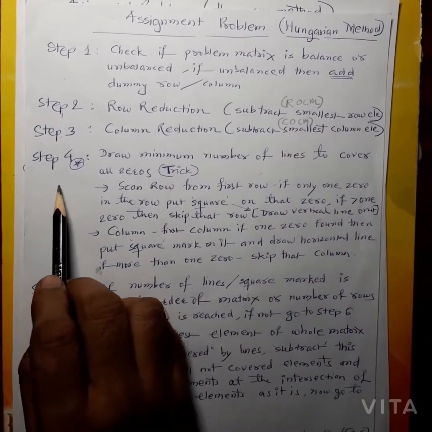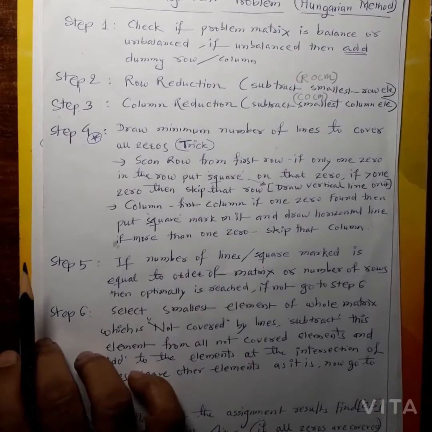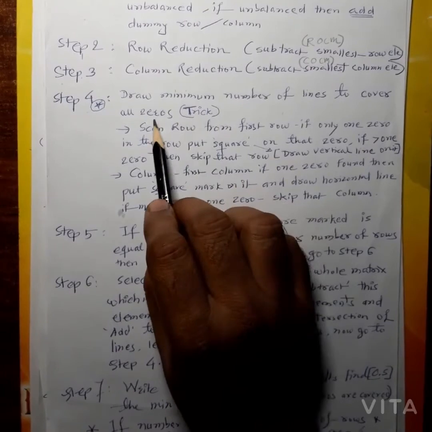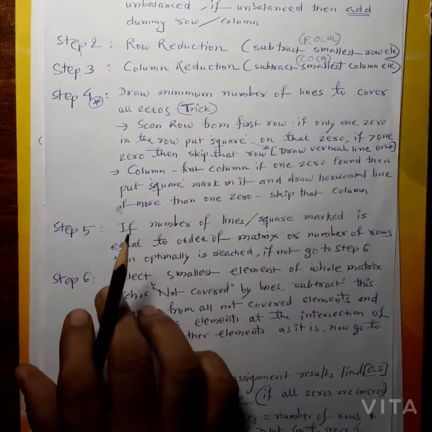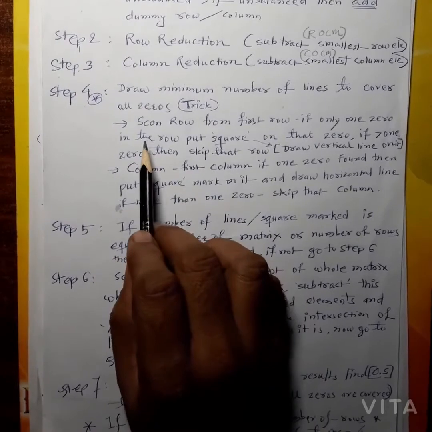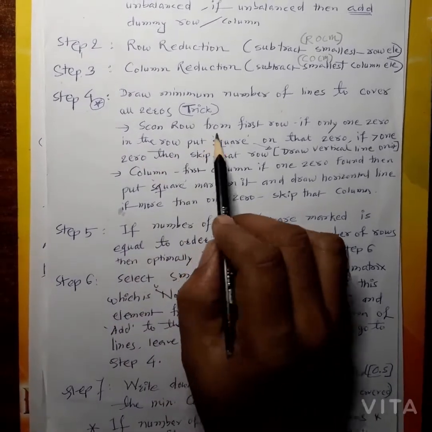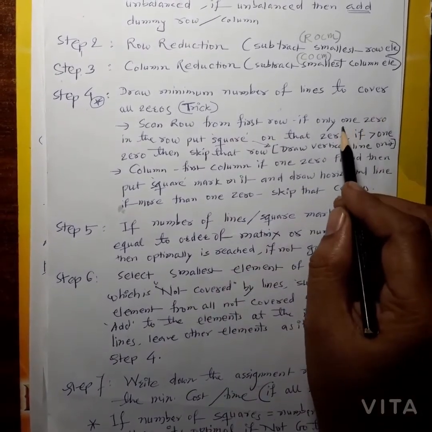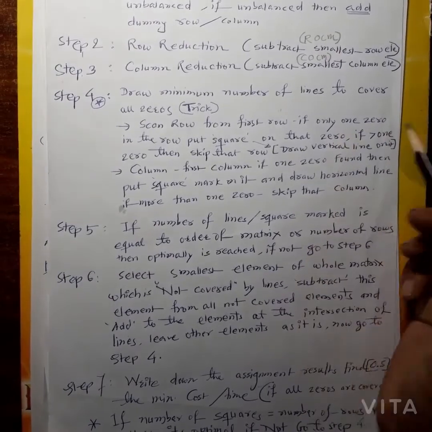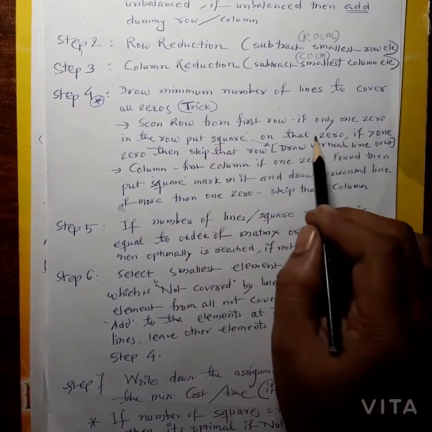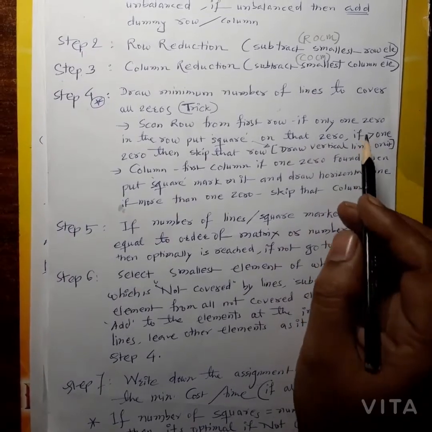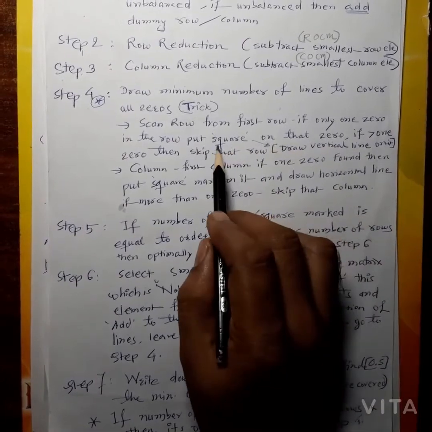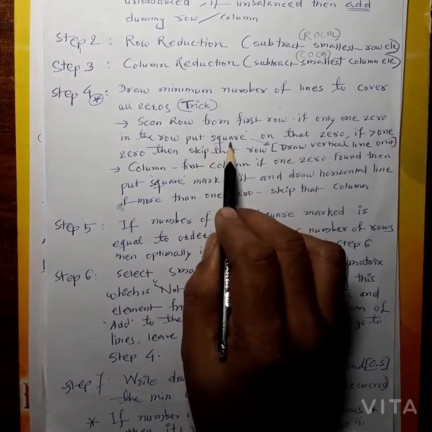Now in step number 4, our objective is to draw minimum number of lines to cover all the zeros in a matrix. Now in this step, first of all scan the row and try to find the single zero, only one zero in a particular row. Put a square mark on it and you have to draw a vertical line passing through that square. If you found more than one zero, just skip that row.